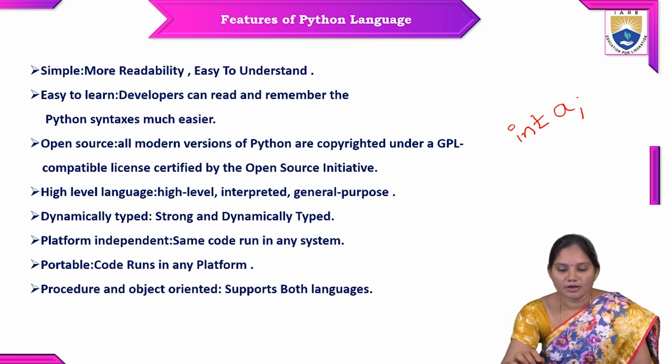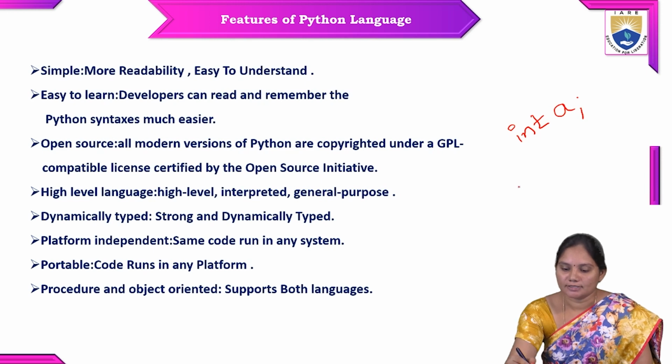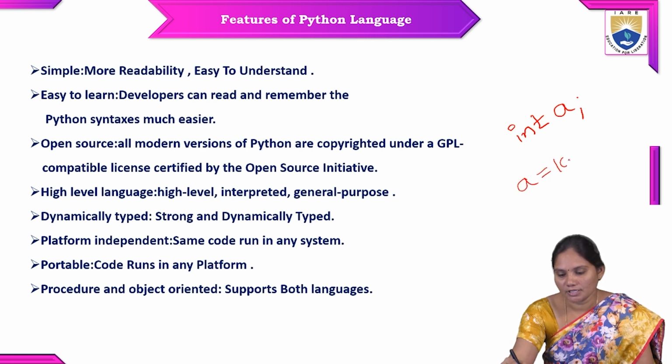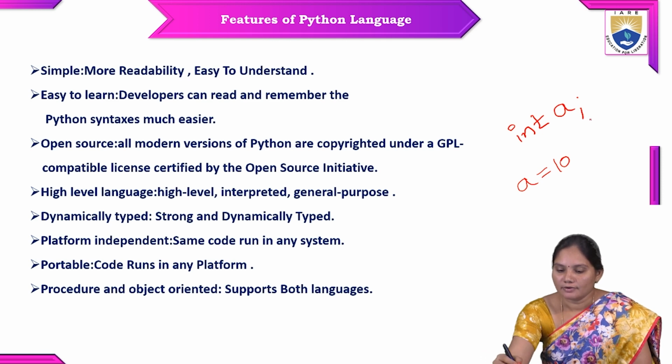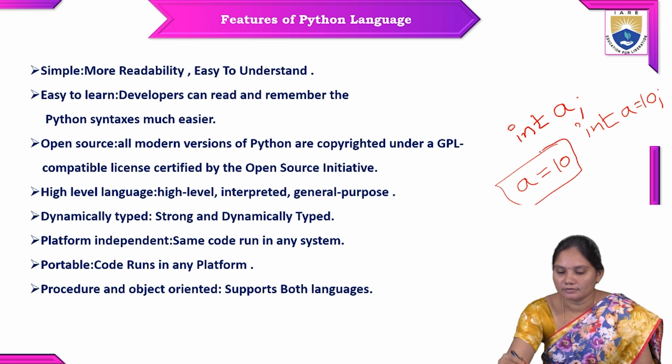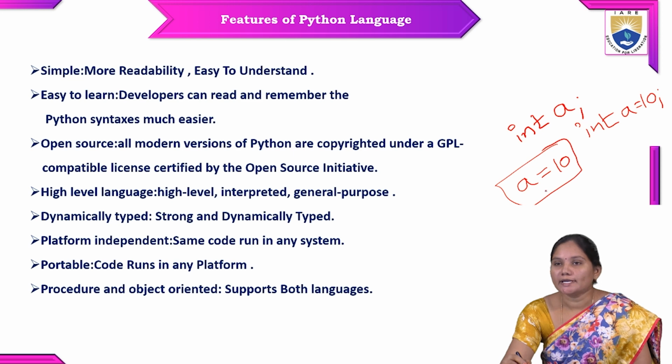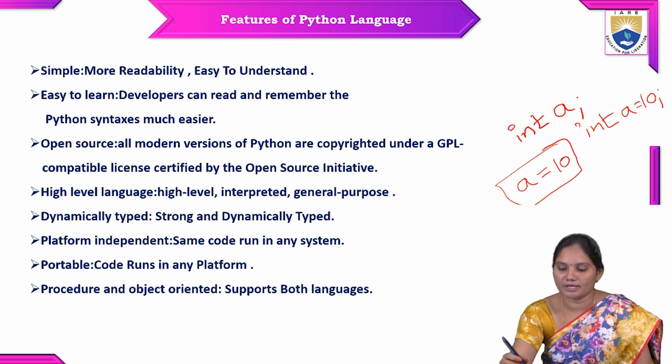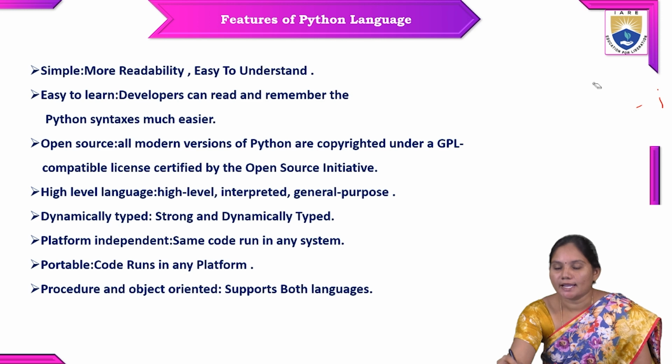In Python we do not write any data type. We can directly use the variable like this. For example, if I want to initialize the variable, that is a equal to 10 in Python. Whereas in C programming, we write int a equal to 10. Comparing C and Python, we do not need to declare the type of the variable in Python. But in C, we should write the type of the variable. This is the main difference between Python and C. That's why Python is dynamically typed.